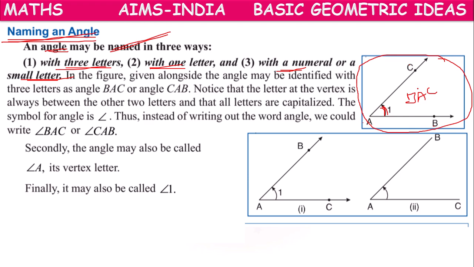BAC means the angle is formed at A, in the middle. Whatever point we have in the middle, at that point the angle is formed. Or we can also mention it as CAB in reverse manner. CAB means the angle is formed at A, located between C and B.